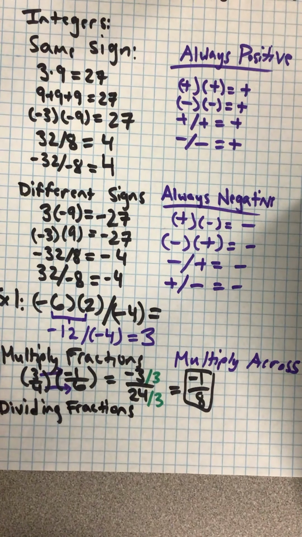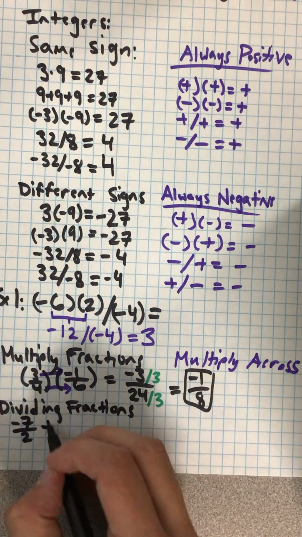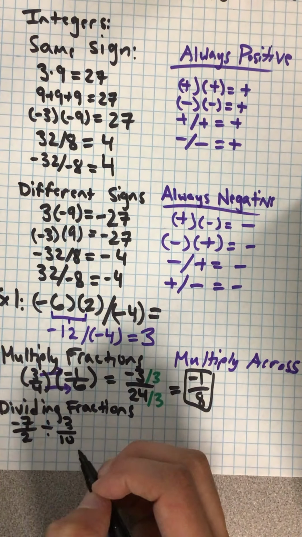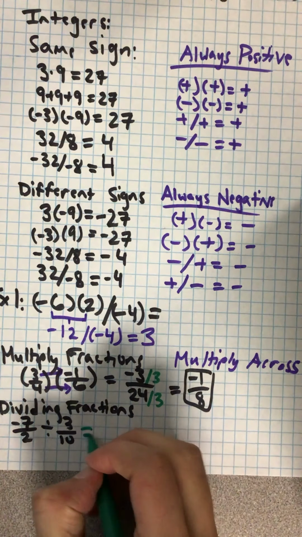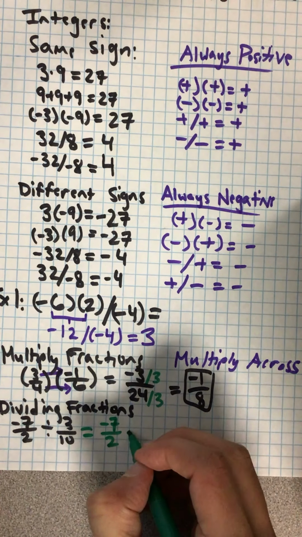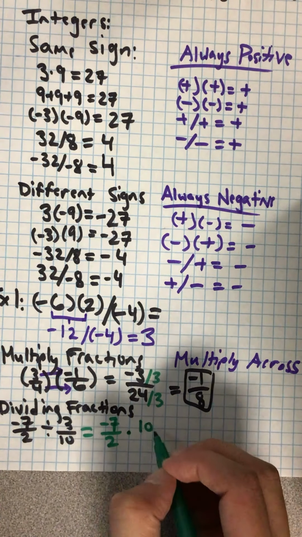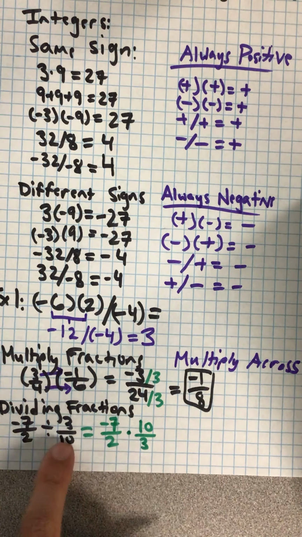So, for our dividing fractions example, we're going to have negative 7 divided by 2, divided by 3/10, or 3 over 10. And the reason why I said that this is essentially the same as multiplication is because the step you actually take is the negative 7/2 remains the same. However, instead of dividing by 3/10, we actually multiply by the inverse of the second fraction. In this case, the second fraction was previously 3 divided by 10. It's now 10 divided by 3. And once you do this, these two statements equal each other.